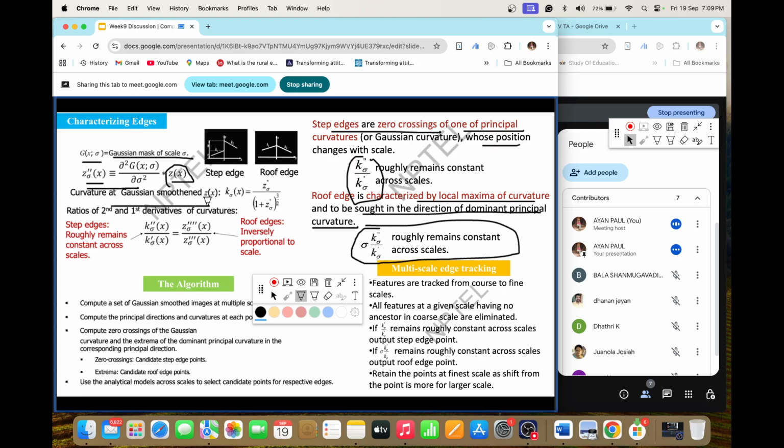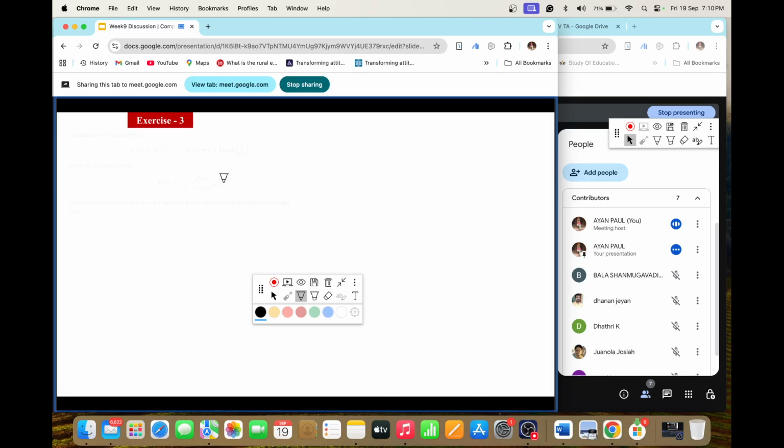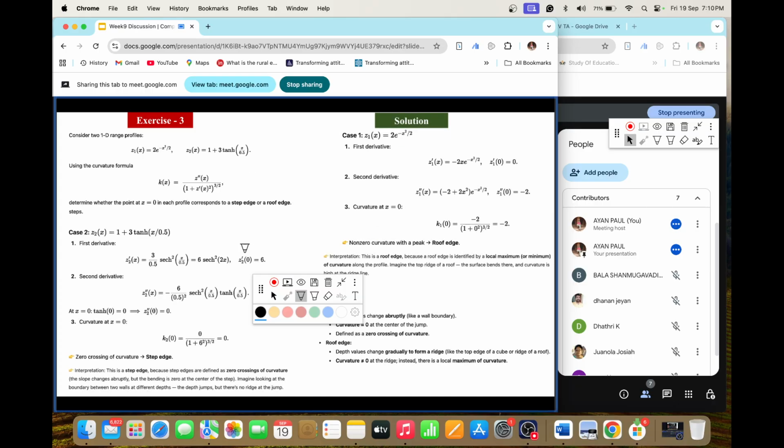And the curvature at the point is given by k sigma x, that is z sigma double dash by 1 plus z sigma dash squared to the power 3 by 2. So that is how we get the curvature at the Gaussian smoothing. Again, it is better if we see it by an example, that will be much clearer to you.